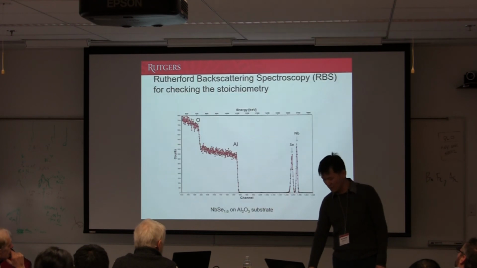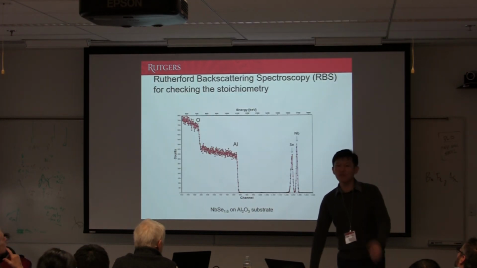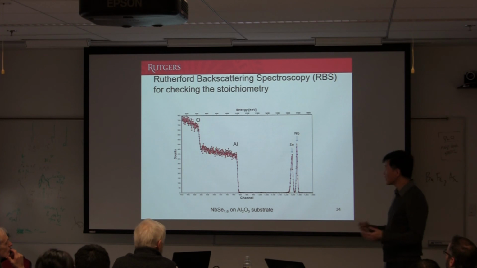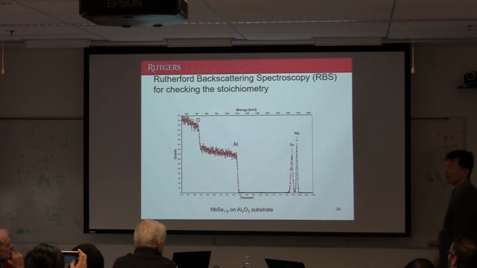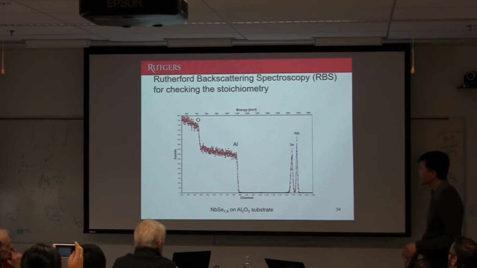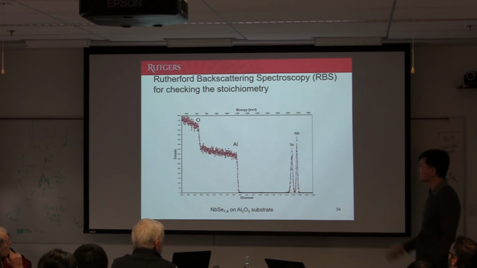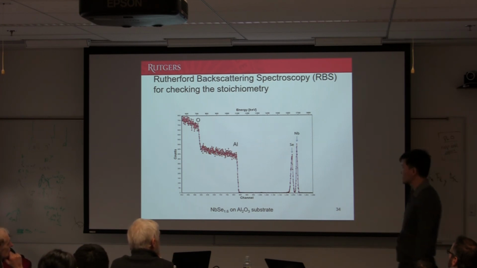The quality depends a lot on the substrate. After you grow the film, how do you know the stoichiometry? You do RBS. There can be other ways, but RBS is the most accurate way to measure the stoichiometry.